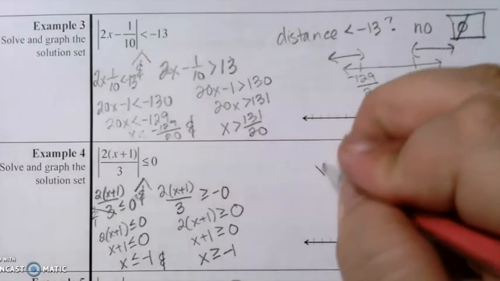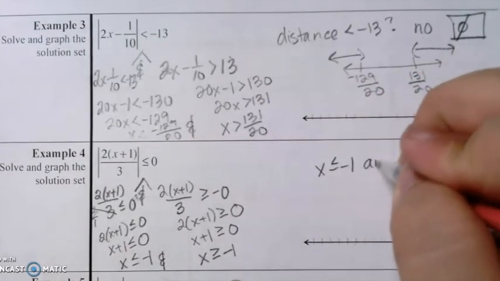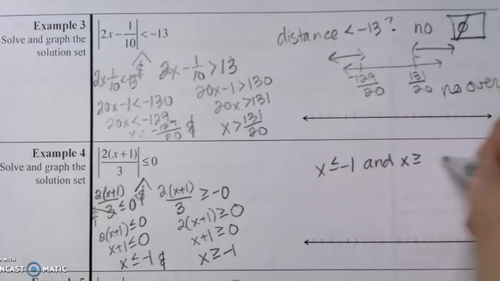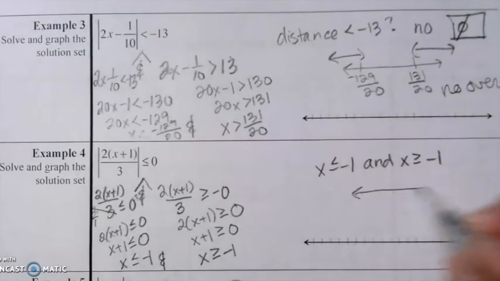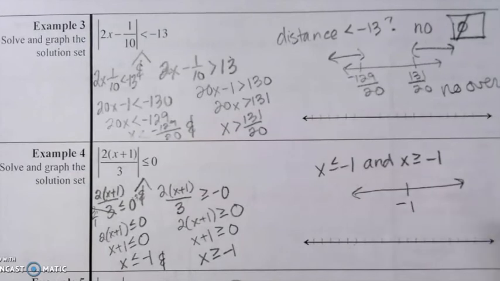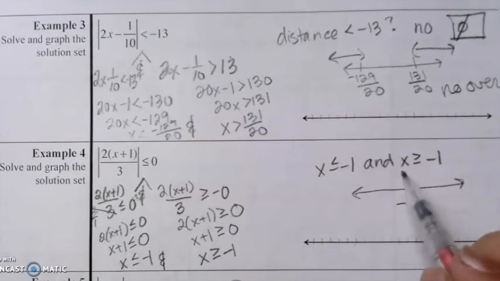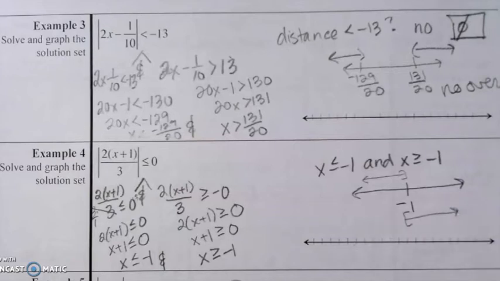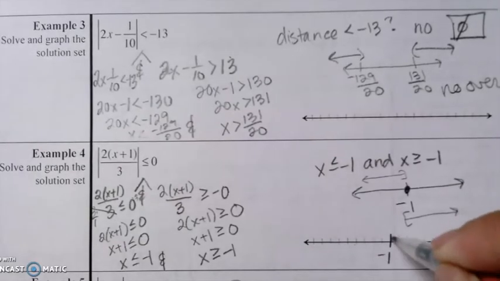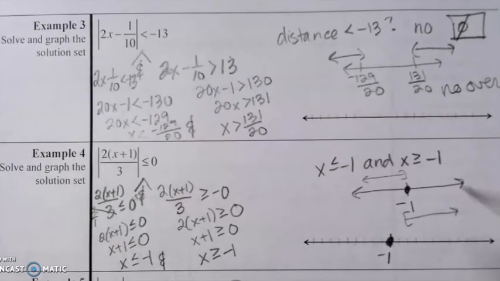So we have x is less than or equal to negative 1 and x is greater than or equal to negative 1. If we look at this on a number line, here's negative 1. X is less than or equal to negative 1 and x is greater than or equal to negative 1. Where do these overlap? Only at negative 1. So if I wanted to graph this, here's negative 1. I have just a closed circle.